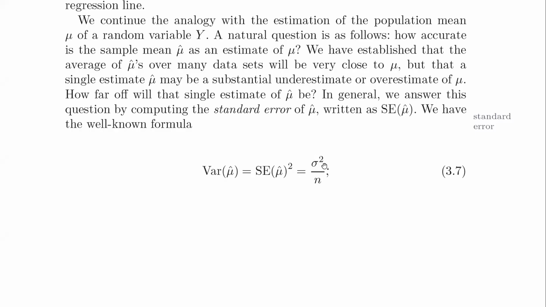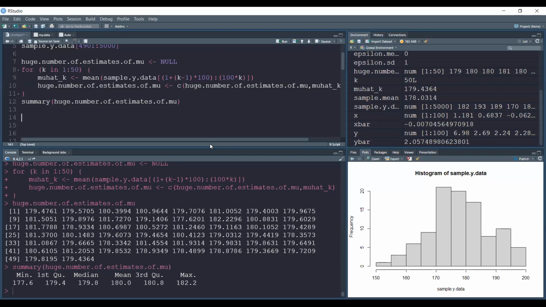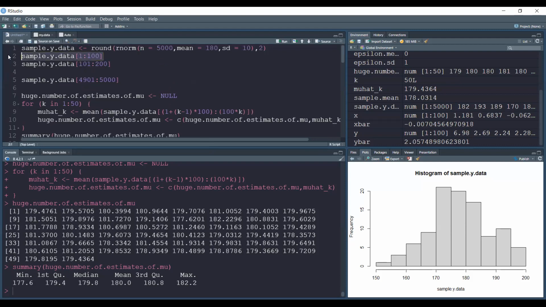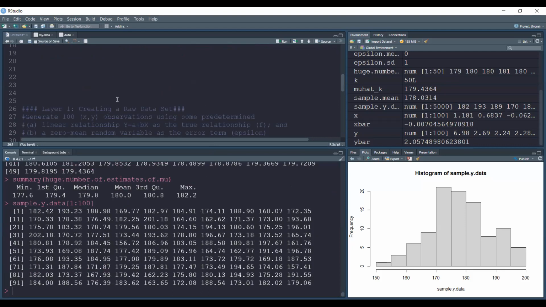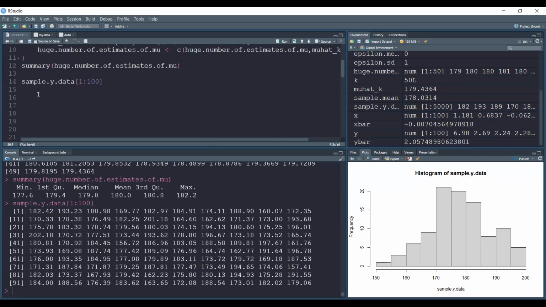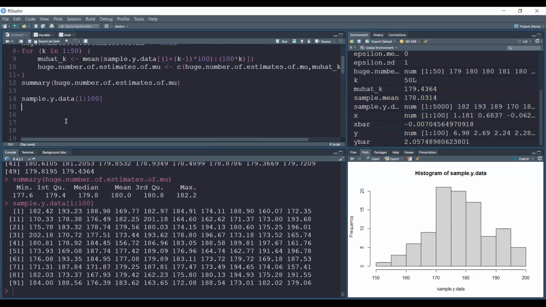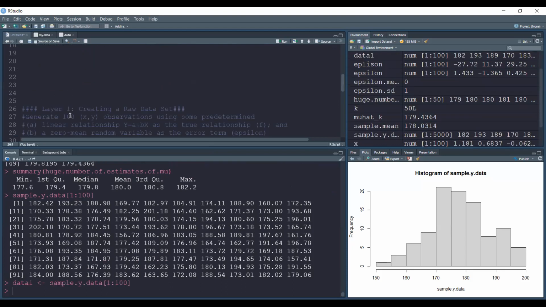You would only have one data set though, right? In real life, you'd only have one data set. So let's take this data set, and let's say data 1, the first 100.